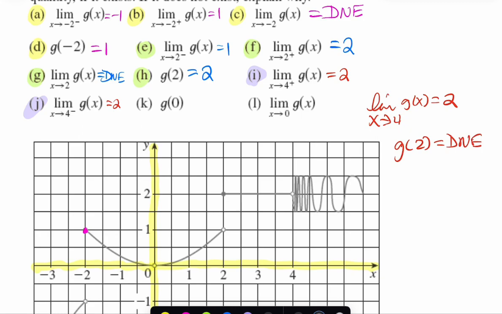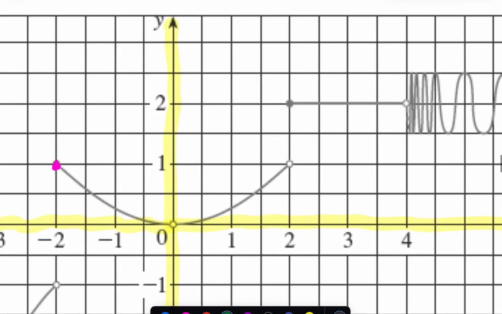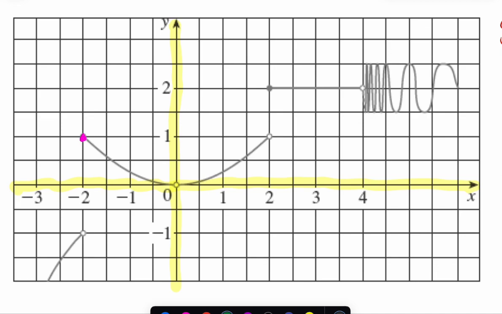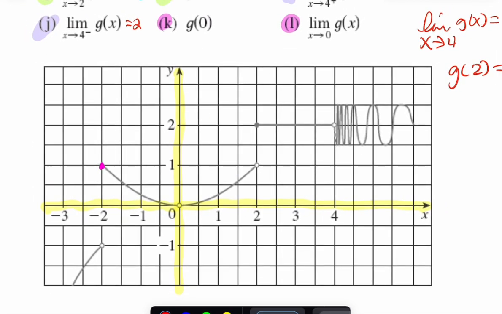And then finally, K and L are both talking about an x value of 0. Okay. Is g of 0 defined? Nope, there's an open circle there. So that's a does not exist. Okay. But as I approach 0 from the left and from the right, because remember that notation doesn't specify, am I heading to the same place? Yes, what am I heading to? 0. So the answer is 0.